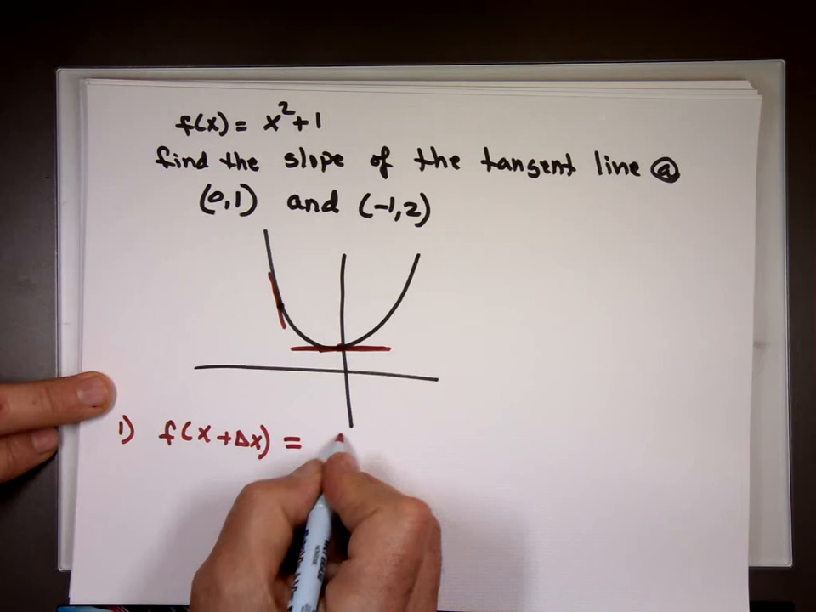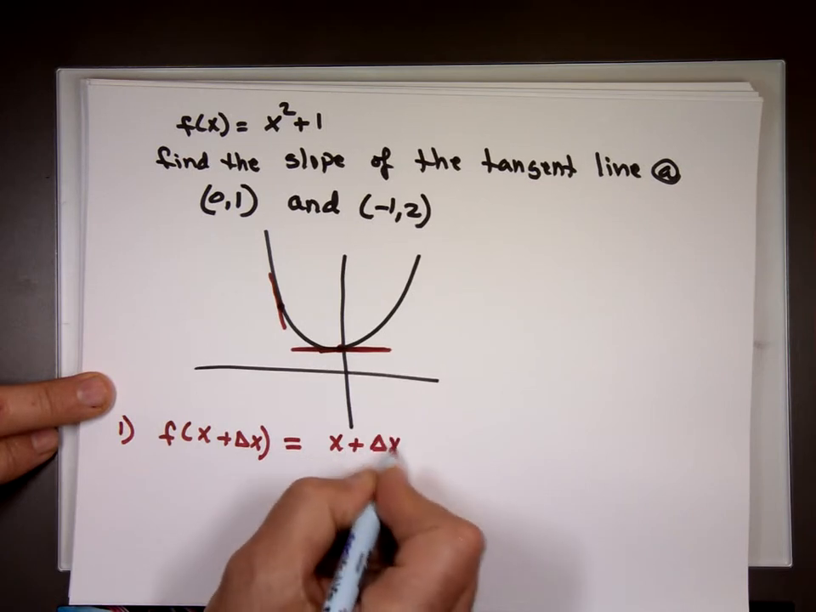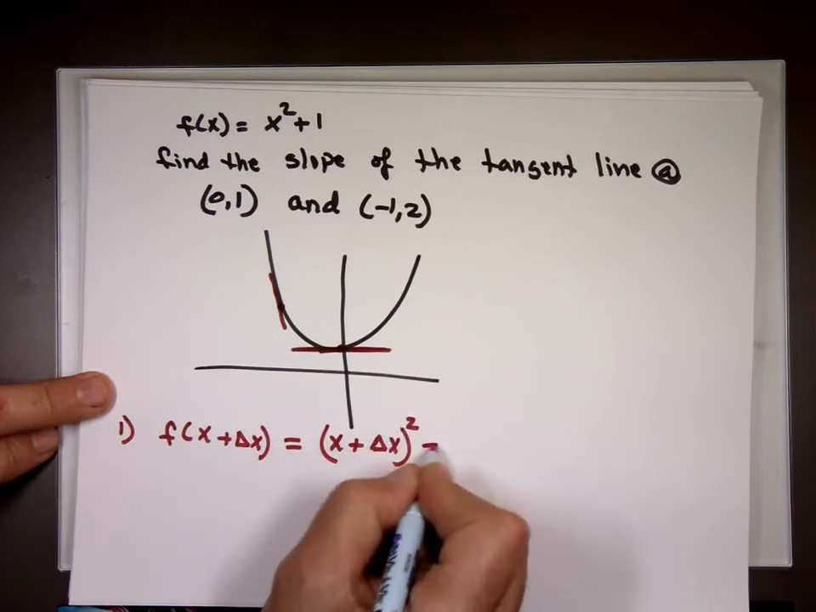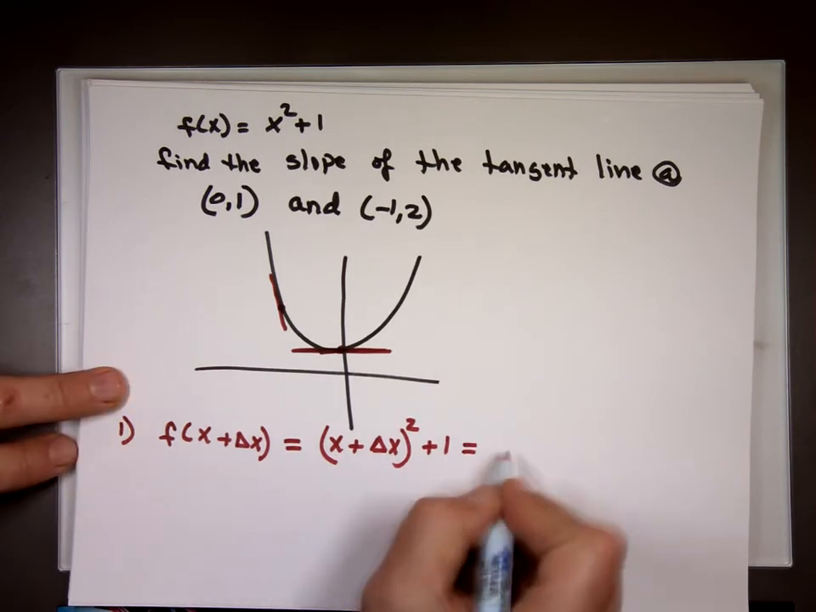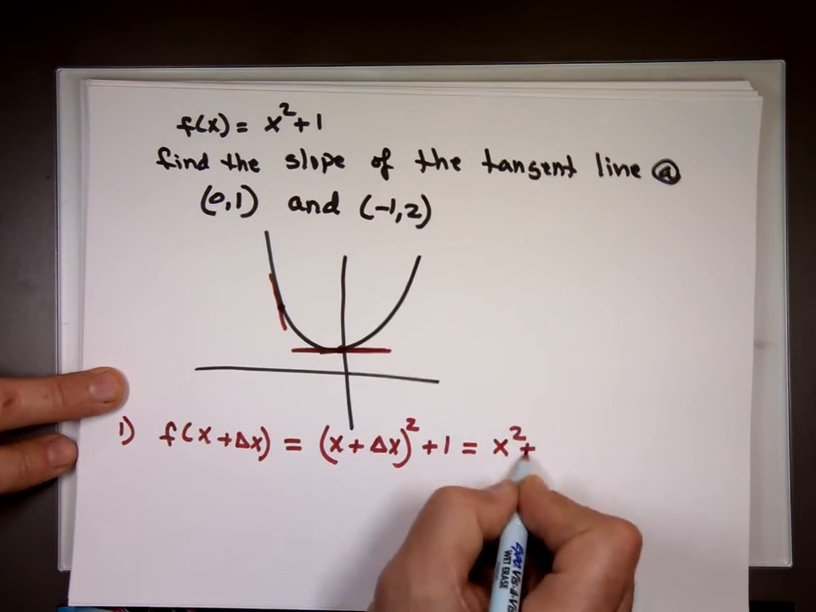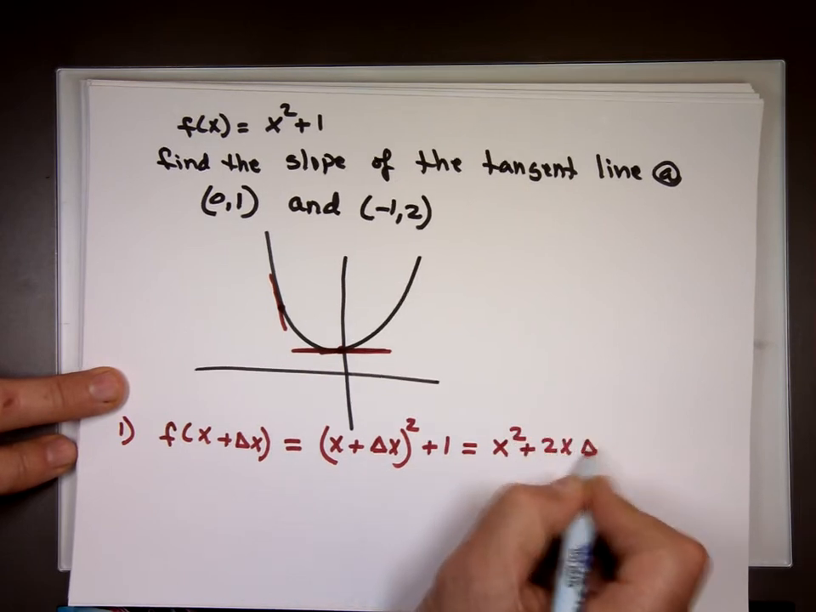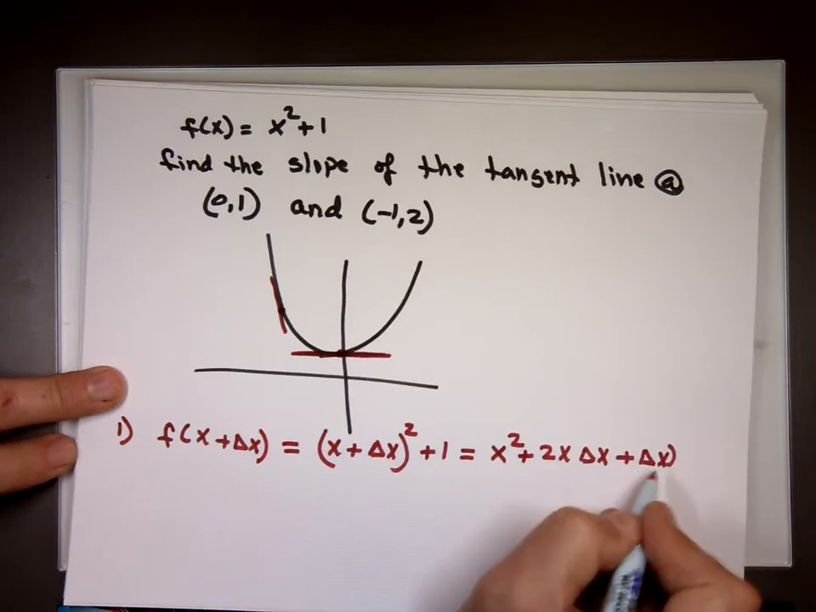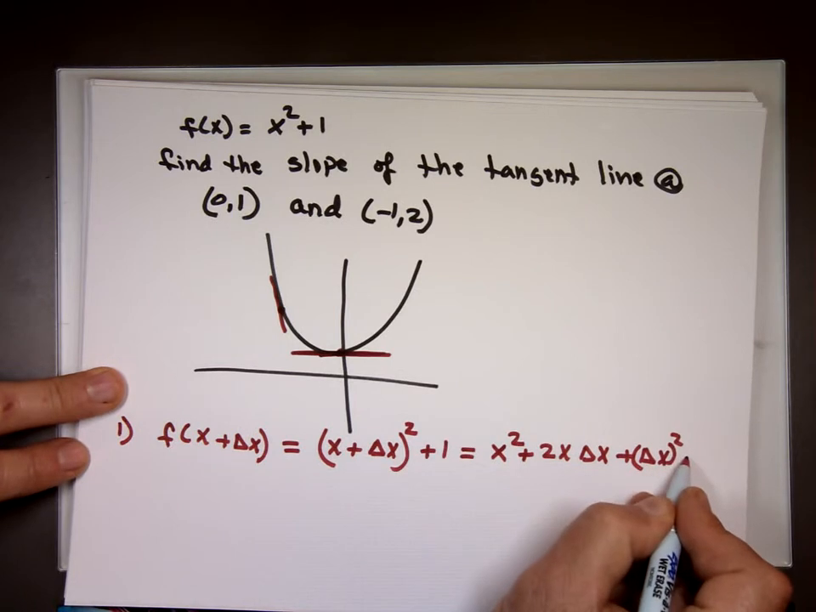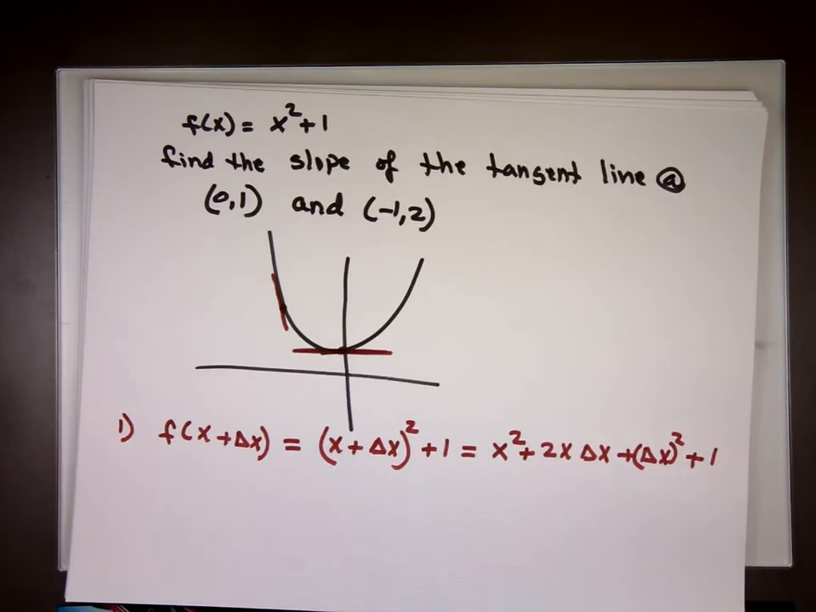Replace x with x plus delta x, square it, plus the 1. FOIL that out: x squared plus 2x delta x plus delta x squared, plus the 1. I don't like delta x. A lot of math books use h in place of delta x, by the way. And if you don't like delta x because it's two letters, put h there. Doesn't make any difference.